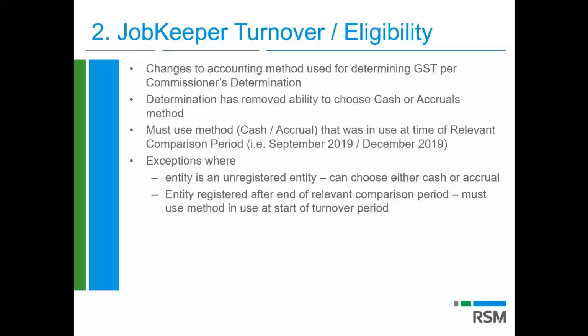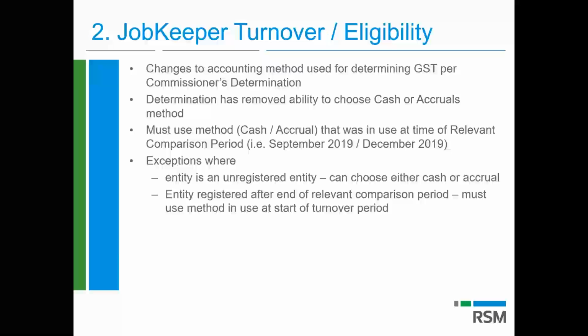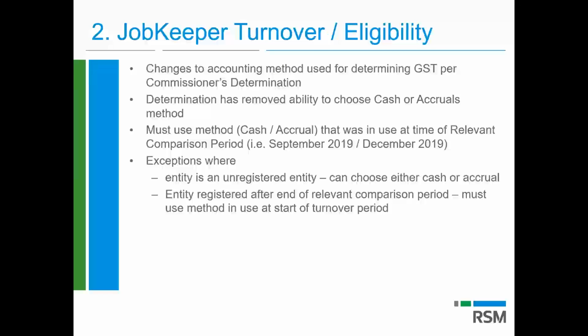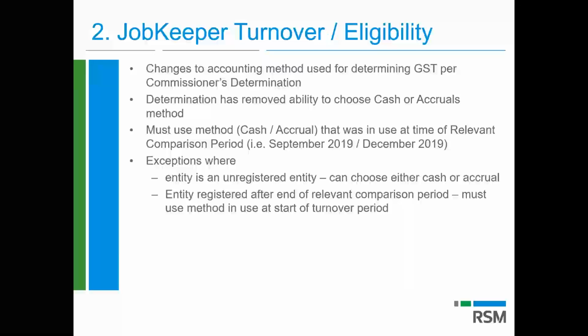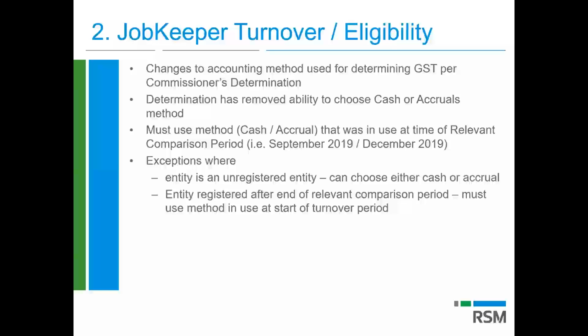As far as JobKeeper 2 is concerned, these rules have now been revoked and the Commissioner has made a new determination. This determination, in essence, tries to simplify the process and align the accounting method that an entity uses for its GST or BAS reporting purposes. So under JobKeeper 2, an entity will attribute supplies to a period for the purposes of JobKeeper based on the GST accounting method it adopted at the time of the relevant comparison period.